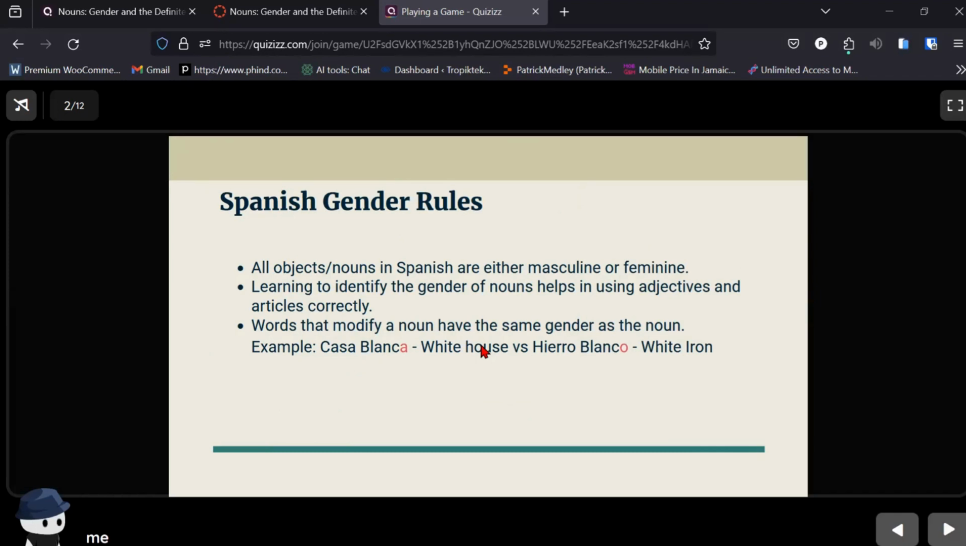So this is the part that I was kind of leading to. So here we have an example, casa blanca, which is white house, and hierro blanco, which is white iron. So I use these both because we are talking about the noun being feminine or a masculine noun, and then the adjective changes. So we can see we have blanca and blanco. So that's just a quick example there.